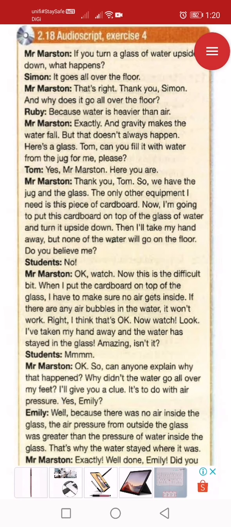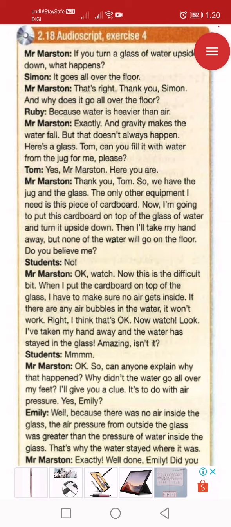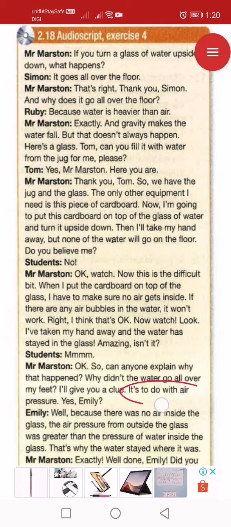Okay, so can anyone explain what happened? Why that happened? Ada orang boleh jelaskan kenapa air itu tidak tertumpah? Biarpun saya tidak sentuh, dia tidak tahan itu cardboard sudah. Why didn't the water go all over the floor? Kenapa air itu tidak tumpah di atas kaki saya? I'll give you a clue. Saya kasih kamu hint sikit ya. It has to do, ini ialah bukan it is ya, it has ya. It has to do with air pressure. Ada kaitan dengan tekanan udara.